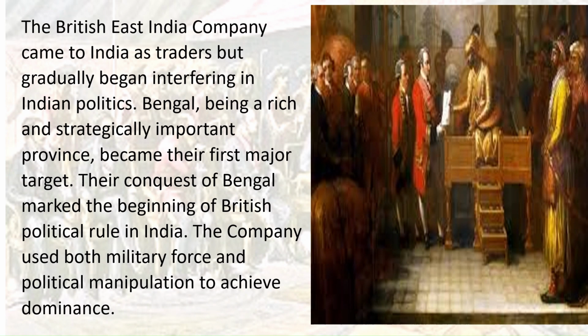The British East India Company came to India as traders, but gradually began interfering in Indian politics. Bengal, being a rich and strategically important province, became their first major target. Their conquest of Bengal marked the beginning of British political rule in India. The company used both military force and political manipulation to achieve dominance.